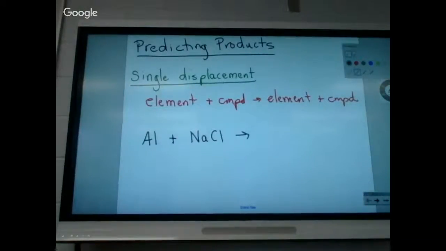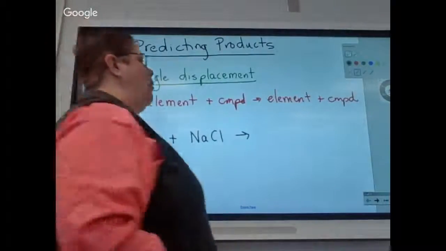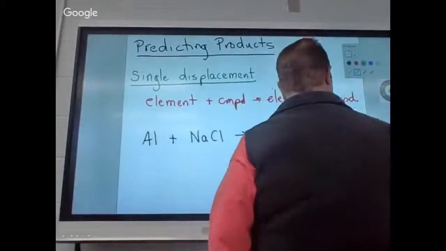So if we look at aluminum plus NaCl, we need to be able to single displace this. So how are we going to do this?